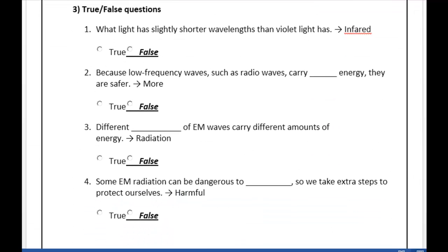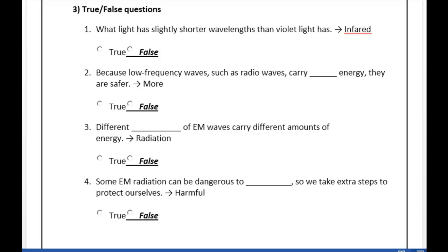Okay. Number 3, true or false. What light has slightly shorter wavelengths than violet? Infrared. Now the answer will be false, because low frequency waves such as radio waves carry what energy? More. The answer will be more. Carry more energy. No, the answer will be false.